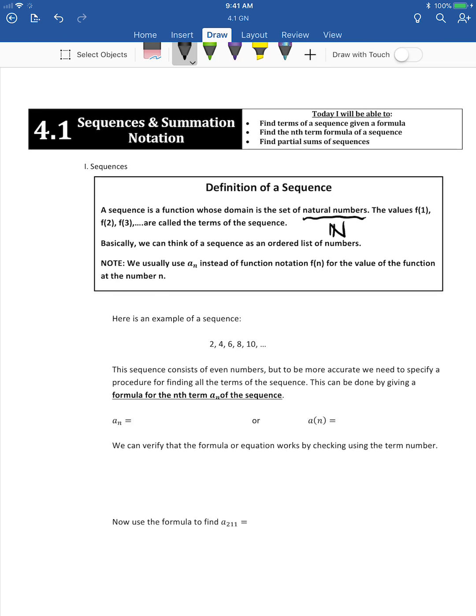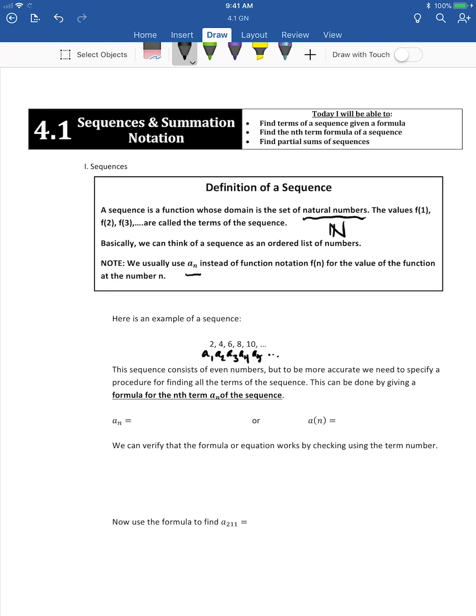And then the values f1, f2, f3 are called the terms of the sequence. So really a sequence is an ordered list of numbers. We usually write it with a subscript, a sub n, instead of function notation f of n for the value of the function at the number n. Here's an example of a sequence: 2, 4, 6, 8, 10. This is, of course, the sequence of even numbers. Using our sequence notation, we would write 2 as a sub 1, 4 as a sub 2, a sub 3, a sub 4, a sub 5, and so on.